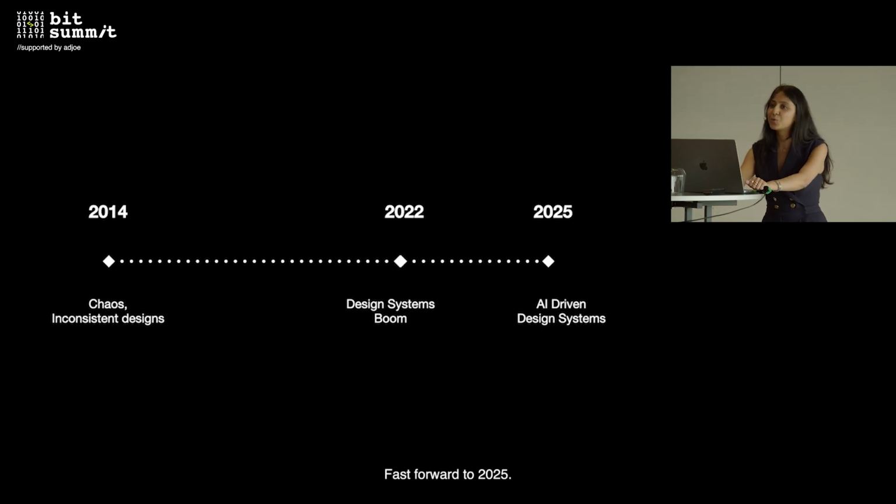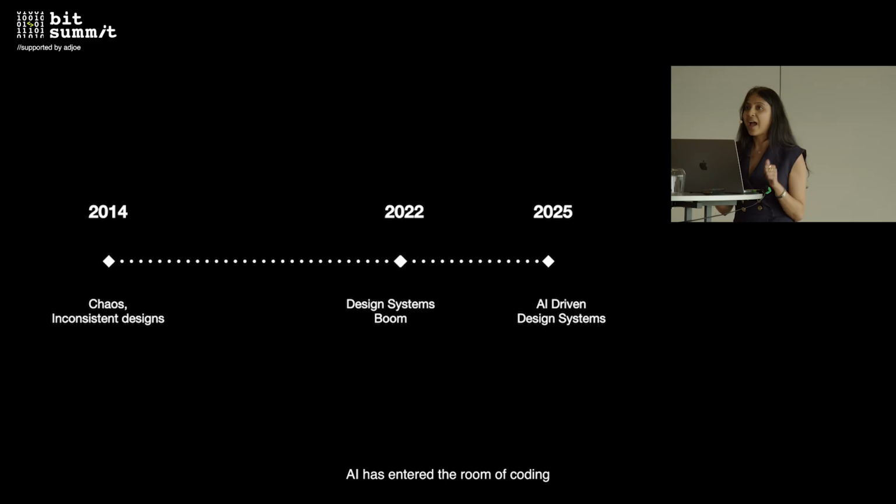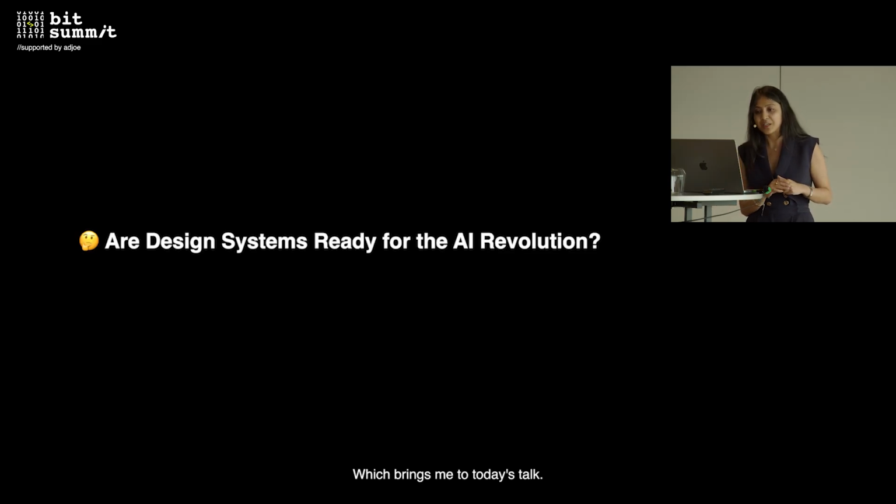Fast forward to 2025. AI has entered the room of coding, and it is here to stay. It can help design systems, workflows, and components to stay alive, relevant, and actually used, saving us from the desolate fate of ghost towns and graveyards. And now we have AI-driven design systems. Which brings me to today's talk. Are design systems ready for the AI revolution?